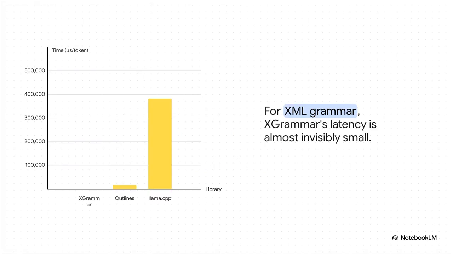I mean, just look at this chart. The performance gap is almost hard to wrap your head around. That tiny blue bar for XGrammar on the left is so small you can barely see it. We're talking 52 microseconds. Compare that to over 18,000 for a popular library like Outlines, or a jaw-dropping 380,000 for Llama.cpp's engine. It's not even in the same league.